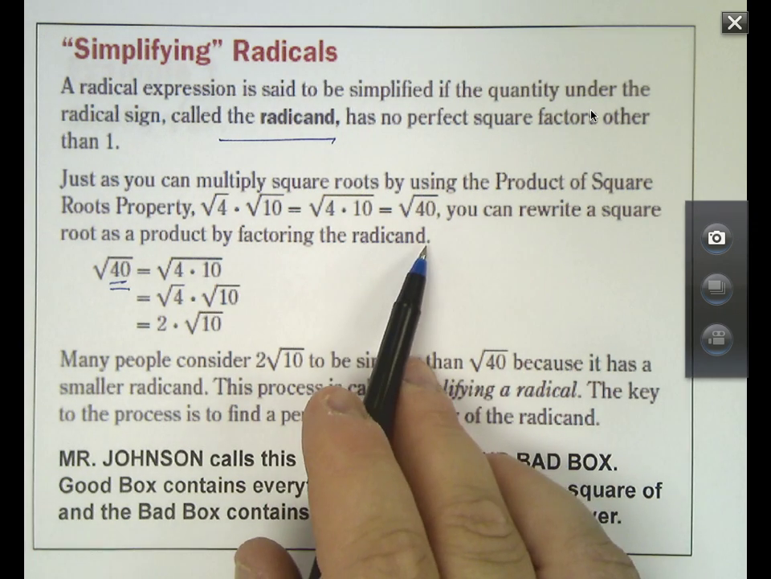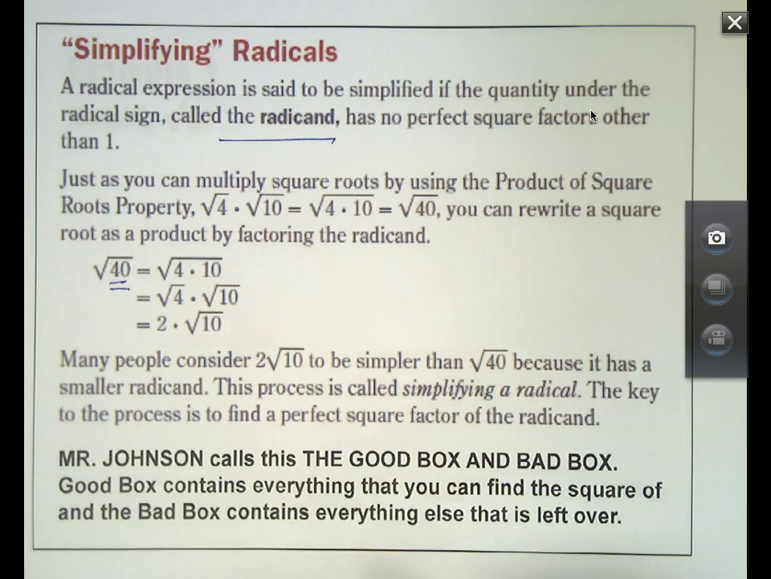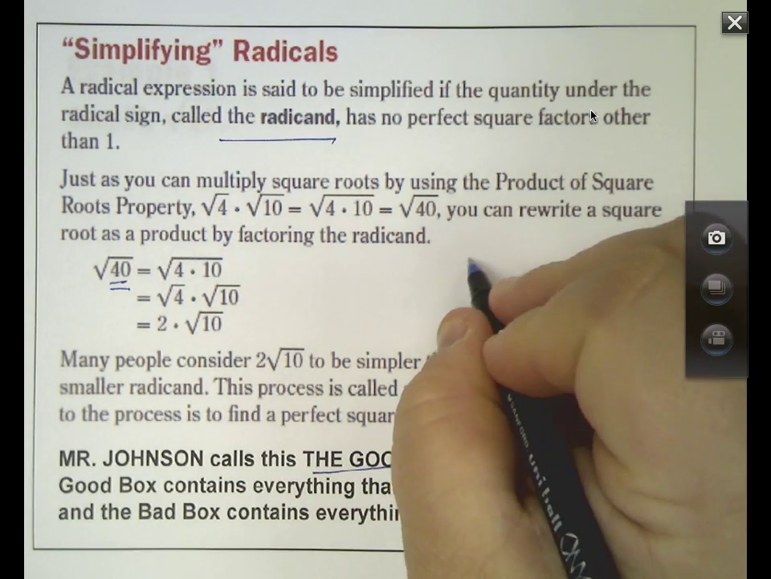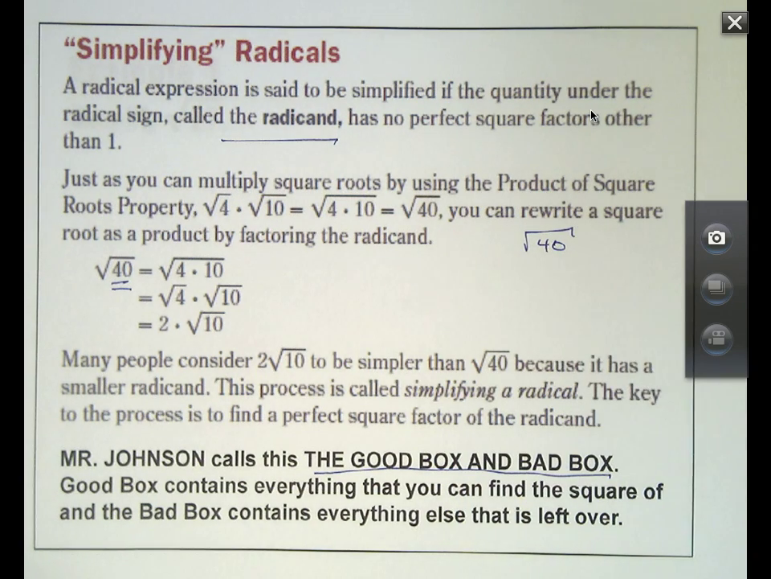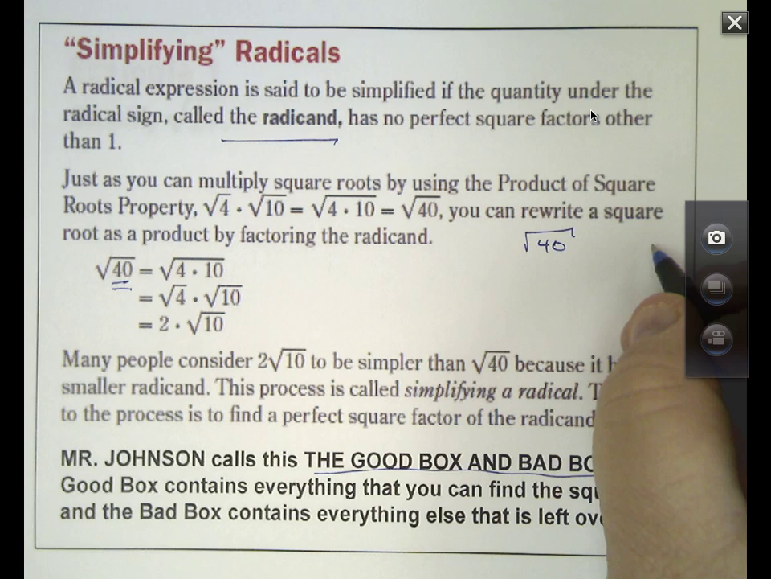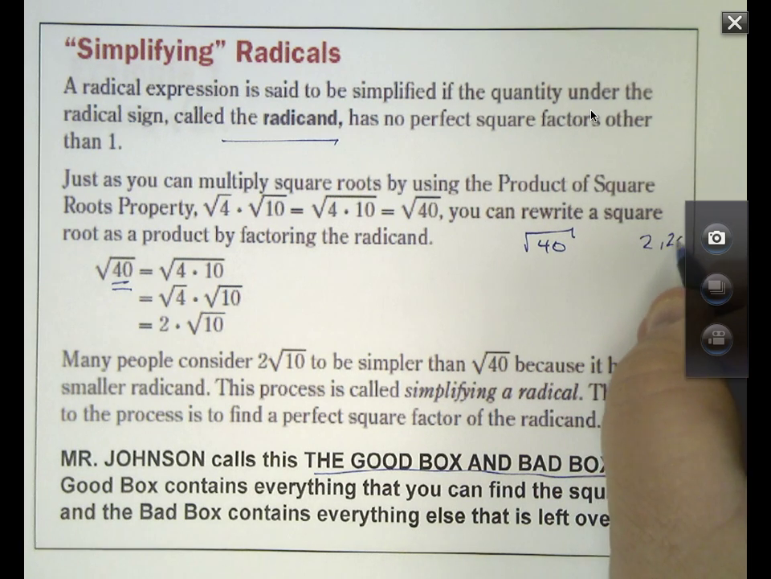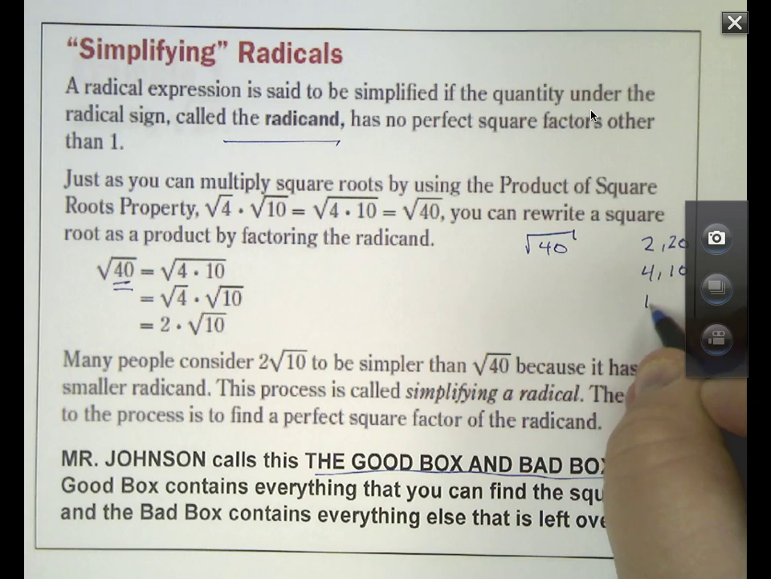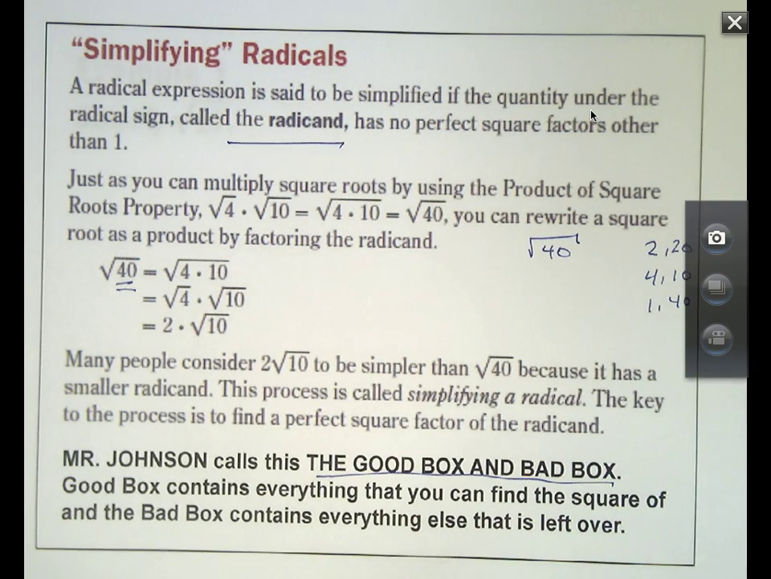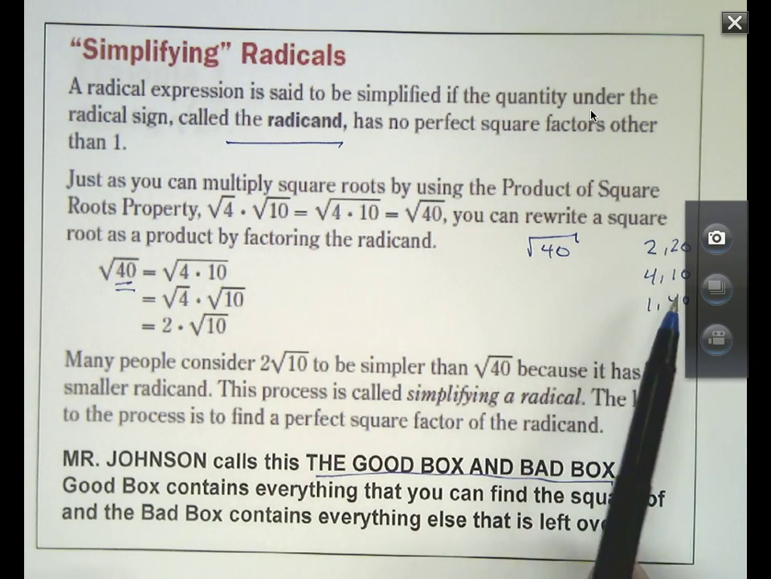Just as you can multiply square roots by using the product of the square roots property, the square root of 4 times the square root of 10 is equal to the square root of 4 times 10, which is equal to the square root of 40. You can rewrite a square root as a product by factoring the radicand. So this is what Mr. Johnson calls the good box and the bad box. When he has the square root of 40, he thinks about this. What are my factors of 40? Well, you're going to say 2 and 20, 4 and 10, and 1 and 40.